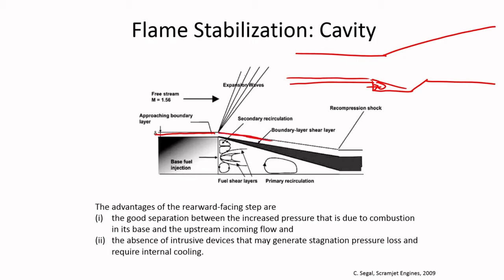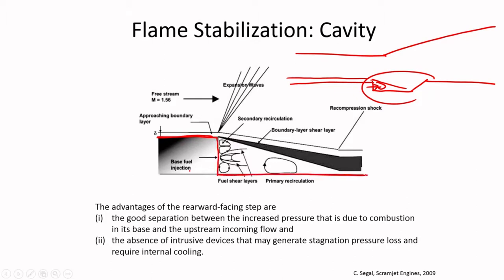With this, the flow can expand, which causes these expansion waves, and this boundary layer bends, and also bends into this cavity. Let me just explain. This cavity is represented here. The flow is coming from the left to the right, and as it comes, a boundary layer is being formed, and here you have a cavity which is formed like this.